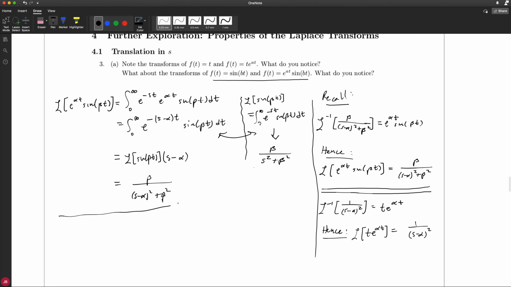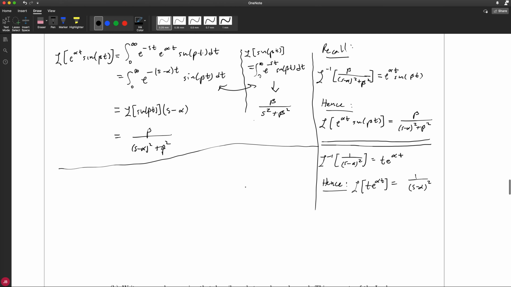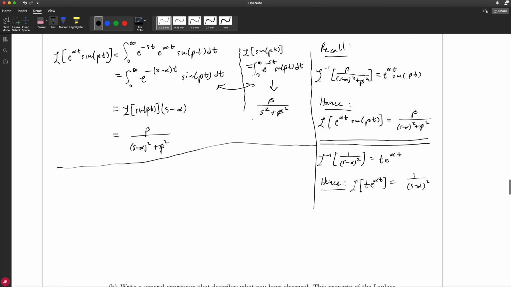Let's see this with another example. You'll notice I also gave you this identity, that the Laplace inverse of 1 over s minus alpha squared is t e to the alpha t. And so therefore the Laplace transform of t e to the alpha t must be 1 over s minus alpha quantity squared. Okay? That's what I'm saying here. Let's see what we get.